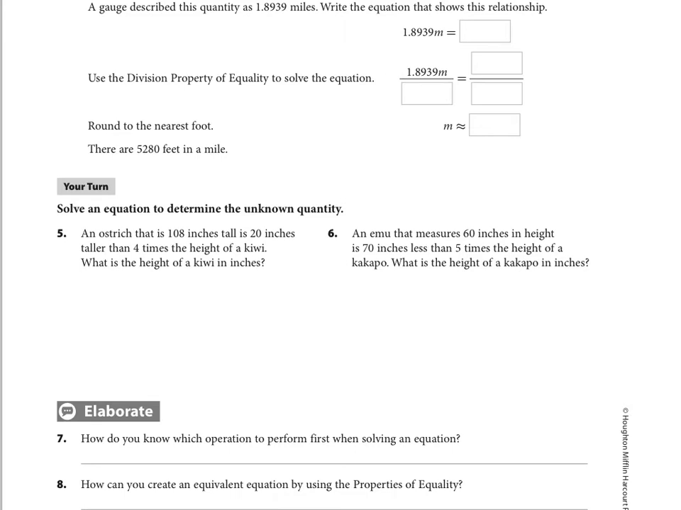So in order to solve an equation, we need to write one. So the ostrich is 108 inches tall. The word "is" right here is going to tell me to set this equal sign. 20 inches taller means I'm adding 20. Then 4 times the height of a kiwi. Because I don't know the height of a kiwi, that's going to be my variable. In fact, that's my question: what's the height of the kiwi? So I'm going to use k for that. So it's going to be 4k plus 20, and that's equal to 108.